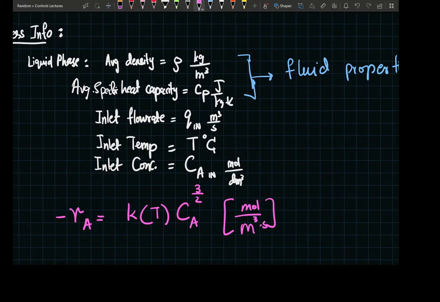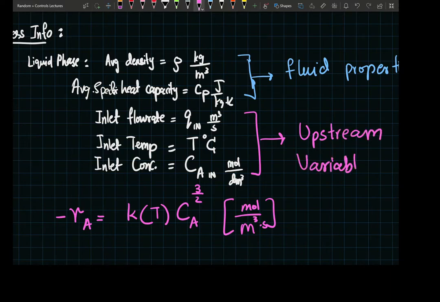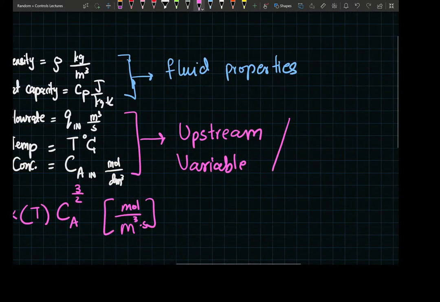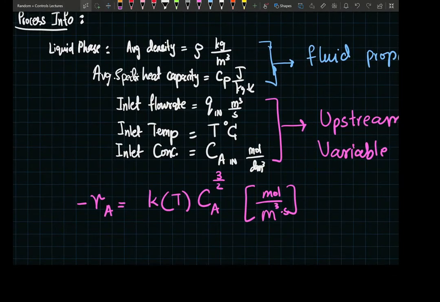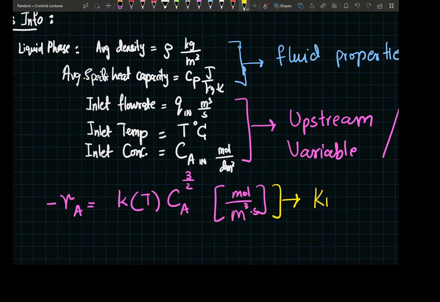Just a little homework. Of course, we have our upstream variables, the inputs to our system. Upstream variables and input variables: these two terms are used interchangeably for a controls problem. Also, we have the kinetics information for our reaction. We have some non-linear kinetics.